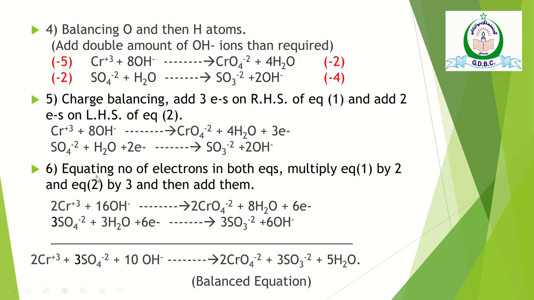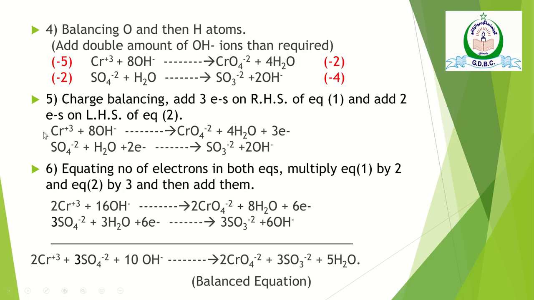Coming to the last step, equating the number of electrons in both equations. So this 3 and 2, the LCM is 6. So we will be making both the electrons 6. This can be done by multiplying the first equation, equation number 1, by 2, and the second equation by 3. So equating the number of electrons in both equations, multiply equation number 1 by 2 and equation number 2 by 3 and then add them in order to get the net equation.